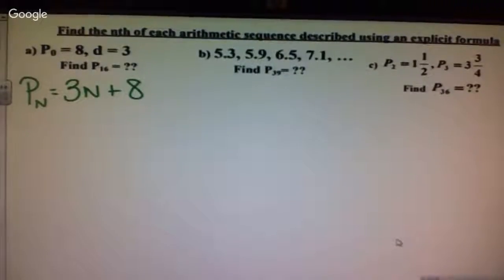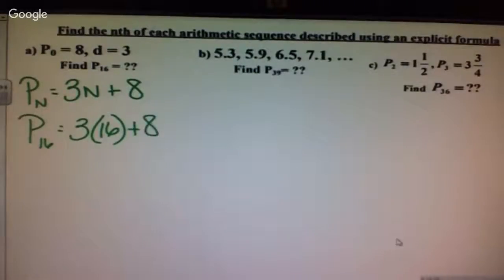And so wait, it says find P16, so that means we replace n with 16. Yes. So now it wants me to find P sub 16. So P sub 16 means that I'm going to take 16 and plug it in for n and add 8. There we go. Let me just give you all the answers. 56.